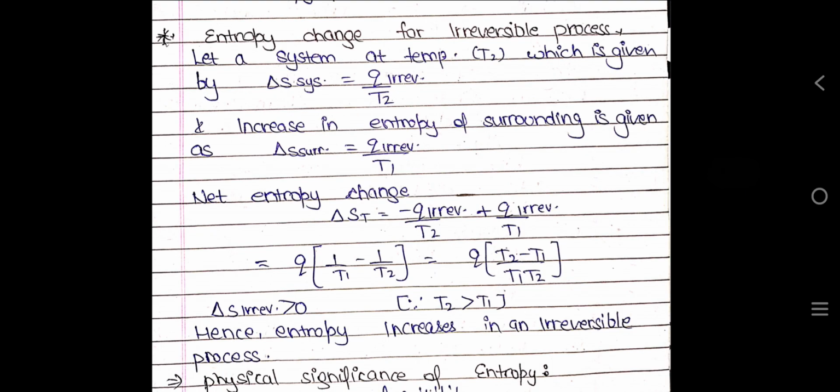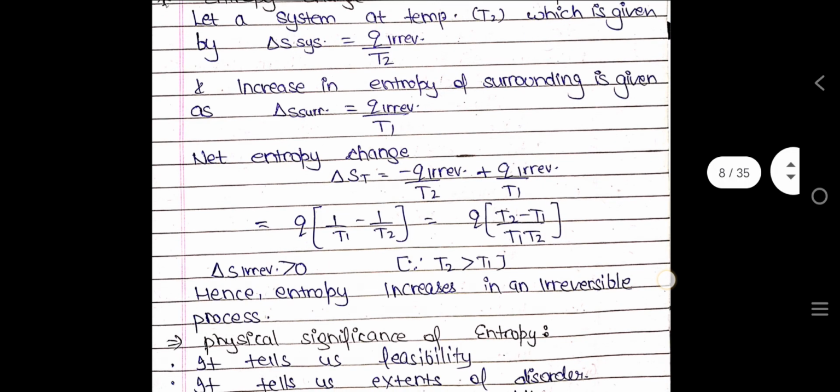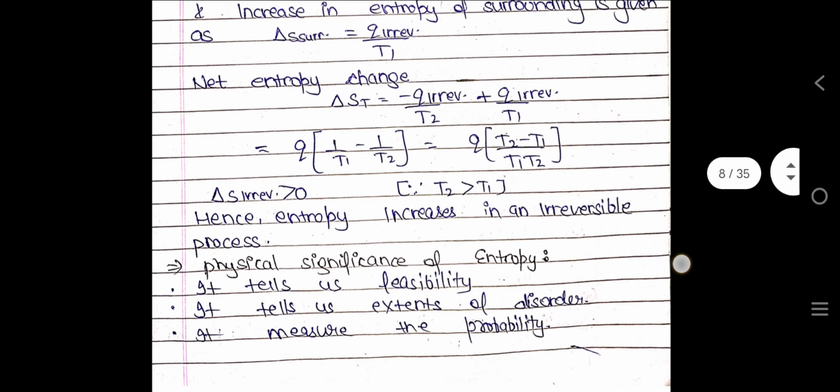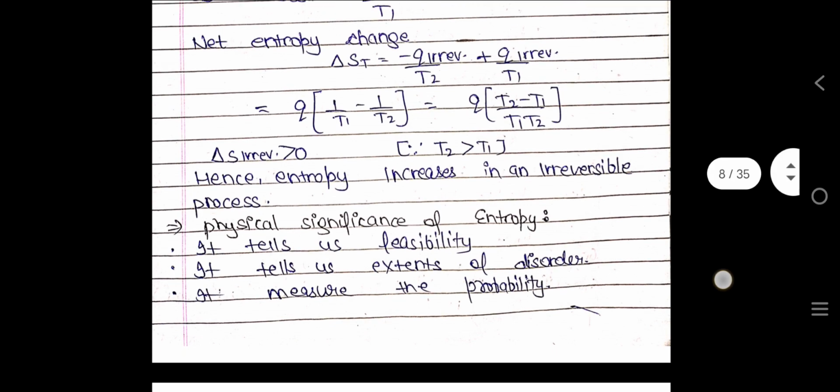Let a system absorb heat at temperature T, del S system is equal to Q reversible by T. Then simultaneously the surrounding loses heat reversibly. del S surrounding is equal to minus Q reversible by T. Total change in entropy of the universe is equal to del S system plus del S surrounding is equal to Q by T minus Q by T is equal to 0. Net entropy change for a reversible process is 0.